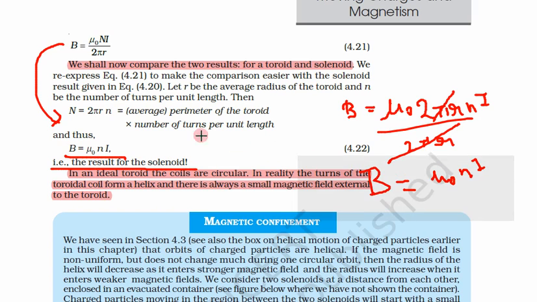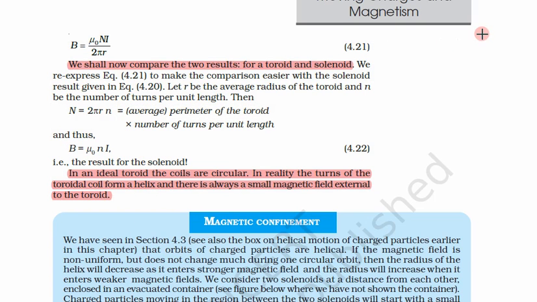Why is it the same as solenoid? Because a toroid is also a solenoid. What we have done is just fold it like a circle. This is also a solenoid which is folded like a circle. So the magnetic field in both the cases is the same.